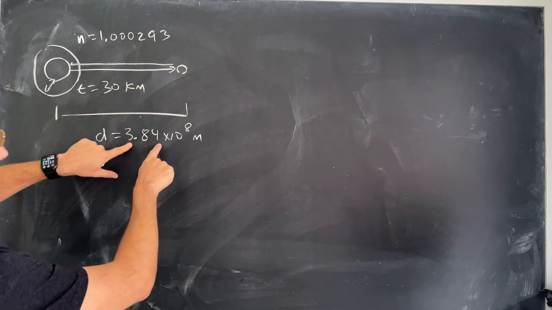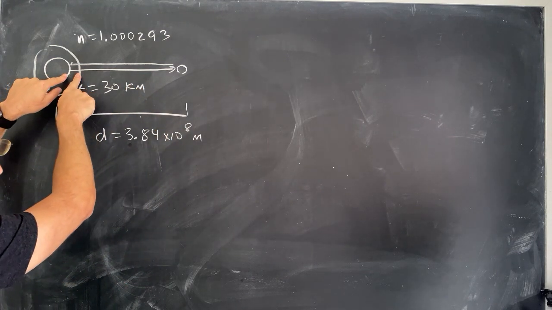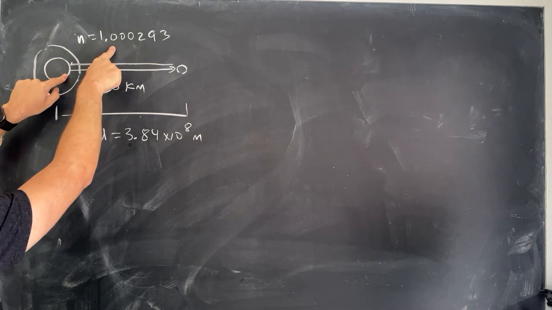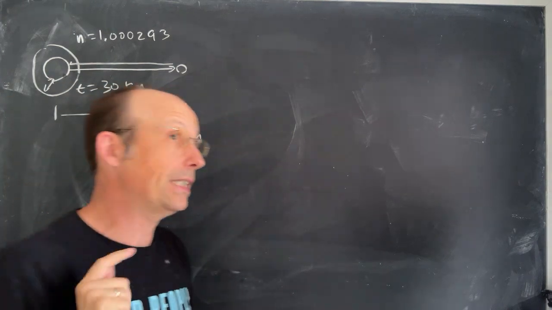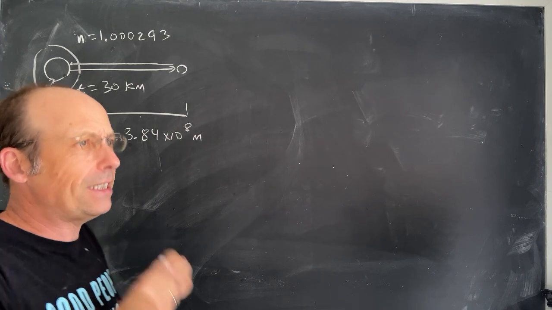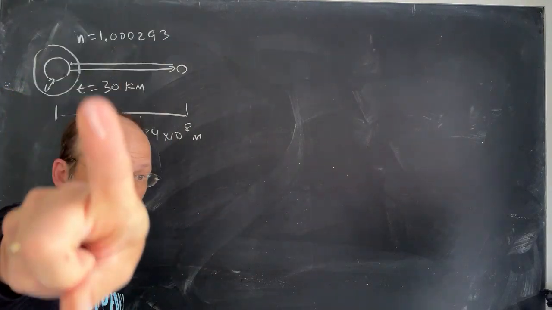So the problem is Earth, Moon. They are 3.8 times 10 to the 8th meters away. There is a 30-kilometer atmosphere for the Earth with an index of refraction of 1.000293. So what's the correction? And then I'm going to make this: what's the difference in time whether you include the error or you don't include the error?